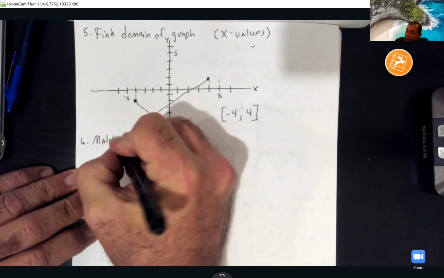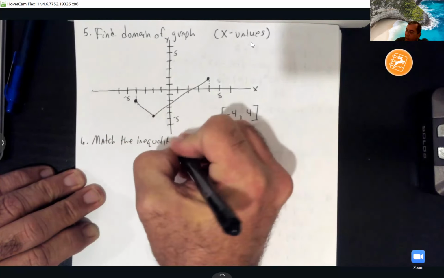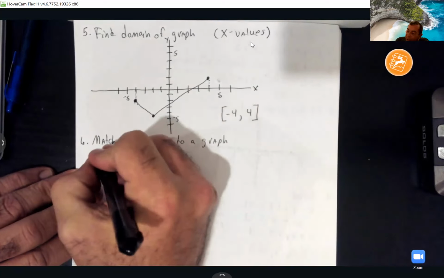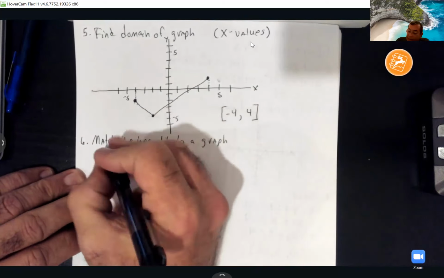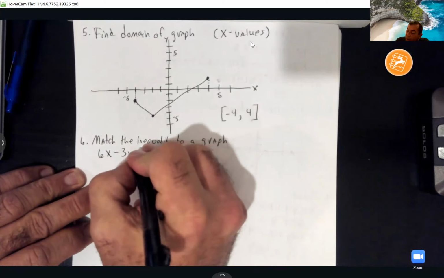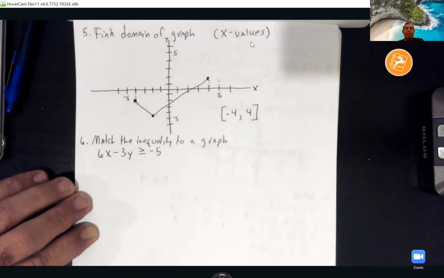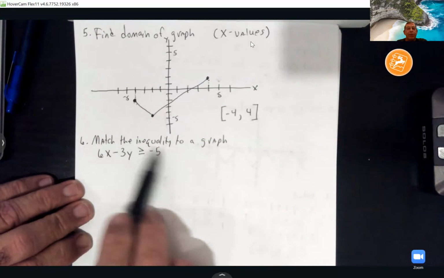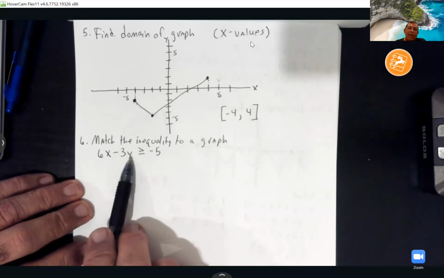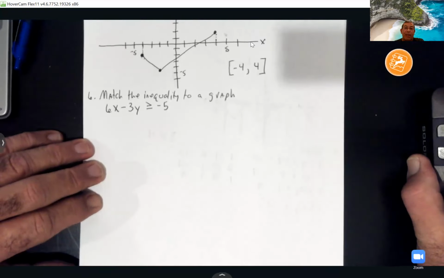All right, 6, we're going to match the inequality to a graph. So the inequalities were with the greater than, less than. So I got 6x minus 3y is greater than or equal to -5. So your trick on this one really is to solve it for the y. Once we got the y solved for, then we can actually graph this and see what we get.